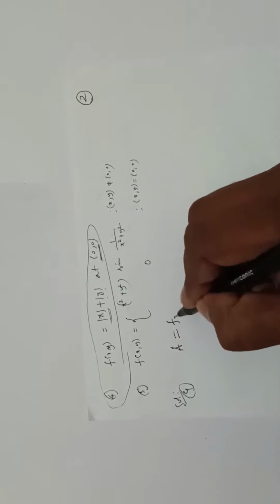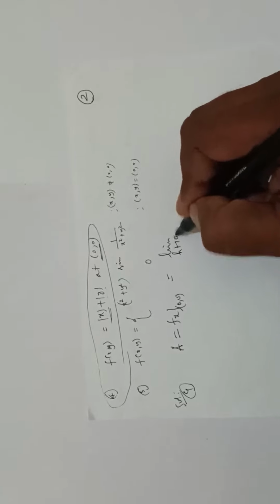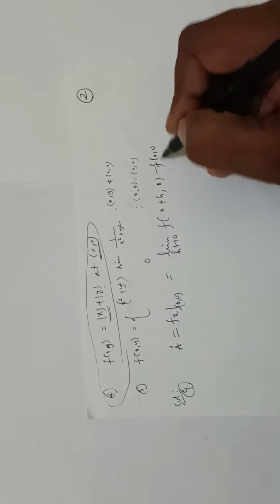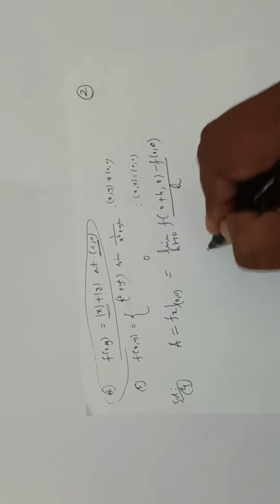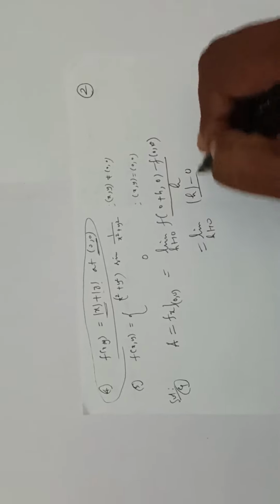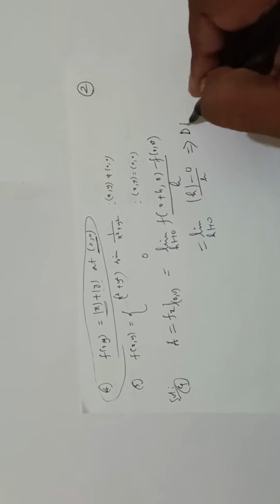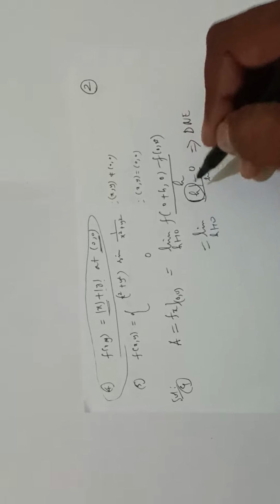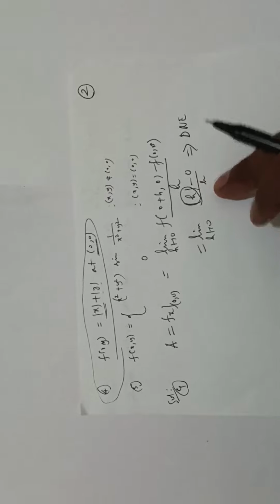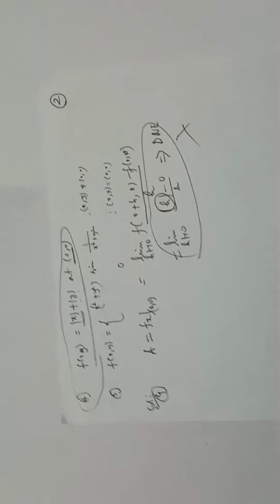If I say a equals fx at 0 comma 0, it implies limit as h tending to 0 of f of 0 plus h comma 0, which implies, because it depends upon your h. If h is positive you will get 1, if h is negative you will get minus 1. So this value does not exist. So this function is not differentiable.